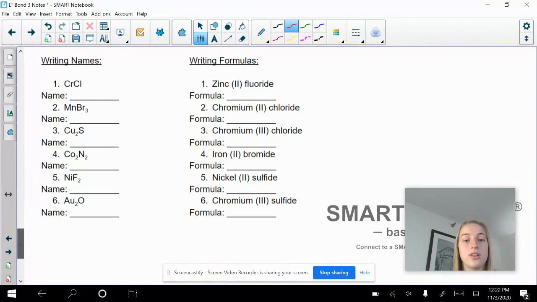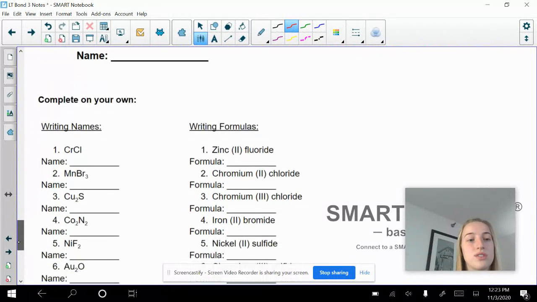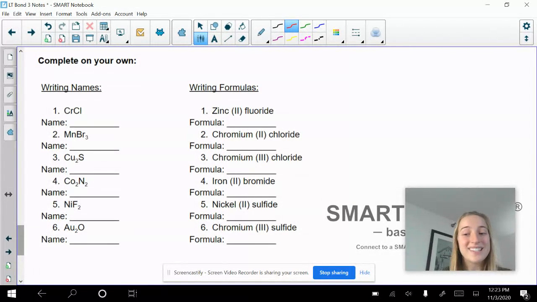Now there are 12 for you guys to complete on your own, 6 writing out the names, 6 writing out the formulas. If you're paying attention right now, I'm only going to ask you to do 4 of each. If you didn't pay attention, you're going to be doing all of them. So make sure you do all of these problems. And if you are paying attention, you can just write down, I was listening and I'm only doing 4 of each. If you didn't catch that, you're going to do all of these problems, okay?